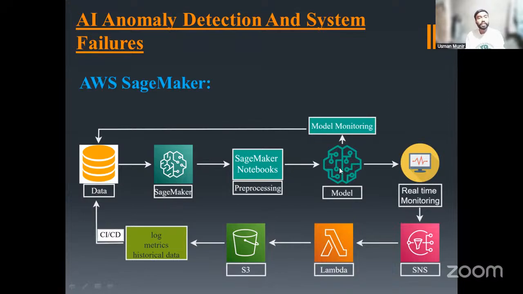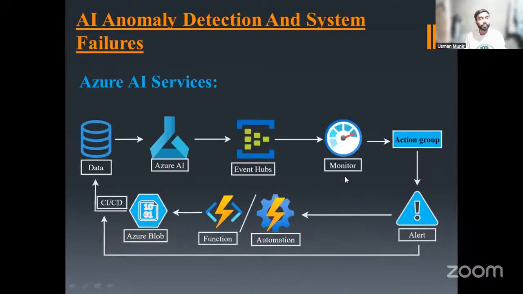And there is also a model monitoring process which we use to keep the model updated and accurate over time. The other services are your Azure AI services. So we will use Azure services like Event Hub.